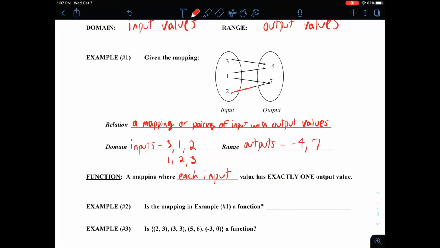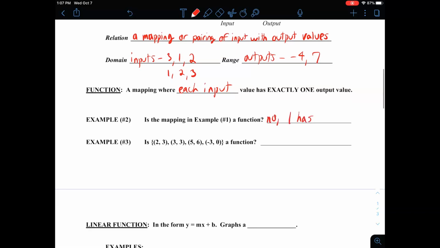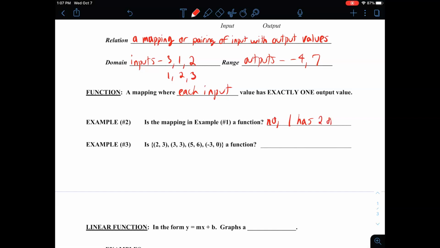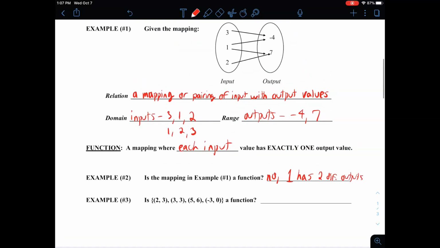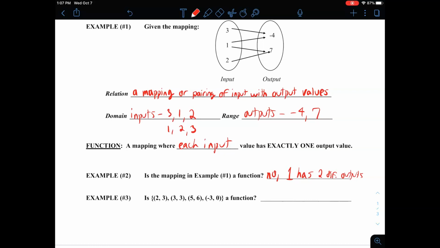2 does go 1 to 1 from 2 to 7, which is fine. But this is going to be no, because 1 has 2 different outputs. And that's a problem. That's what makes something not a function, when you have an input going to 2 different outputs. Okay?